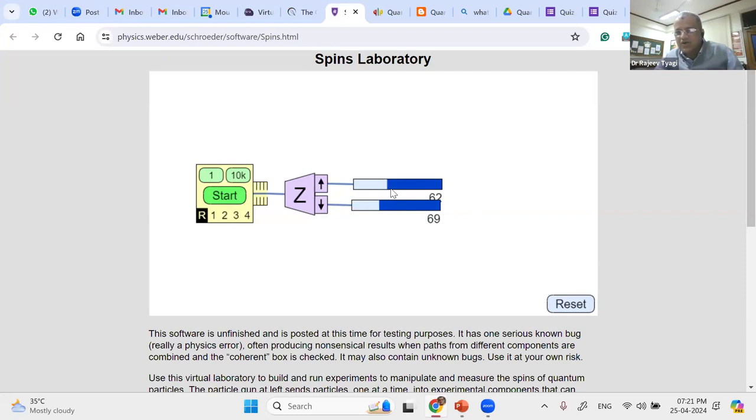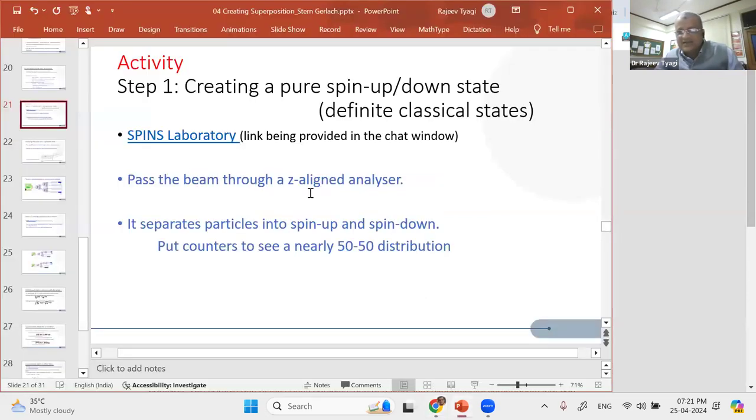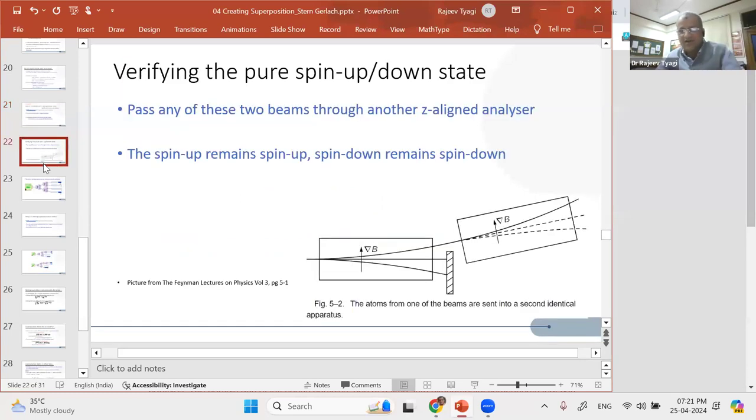So what I'll do now is check first. I'll go to this one. Pass the beam through a Z analyzer. It separates particles into spin up and spin down. Put counters to see a nearly 50-50 distribution. We have done this part. Now I want to confirm, I want to verify: is the spin up really spin up? So this is a diagram that I have copied from Feynman.